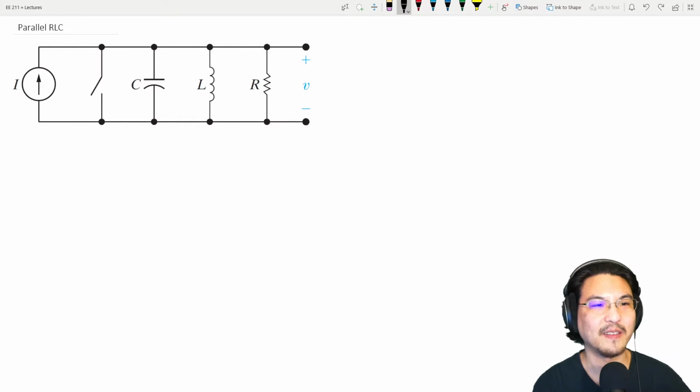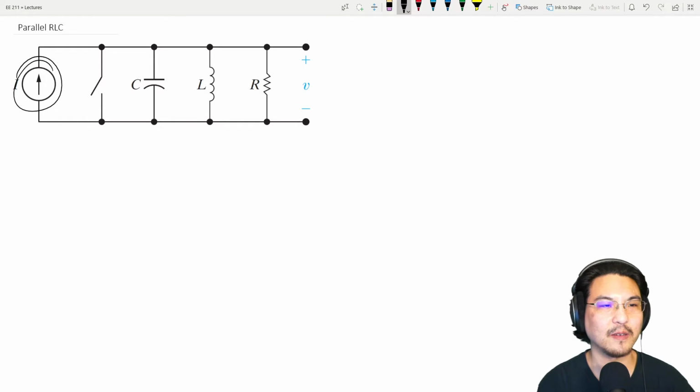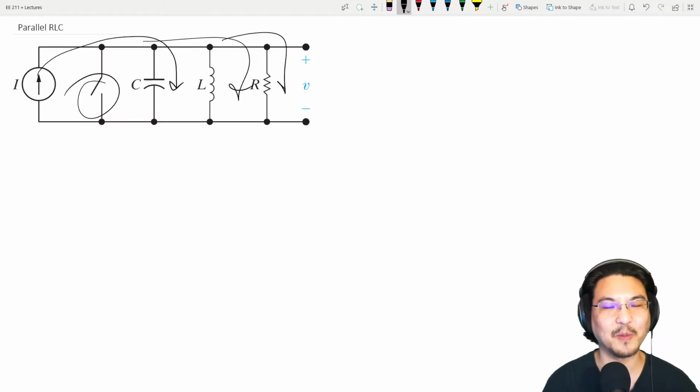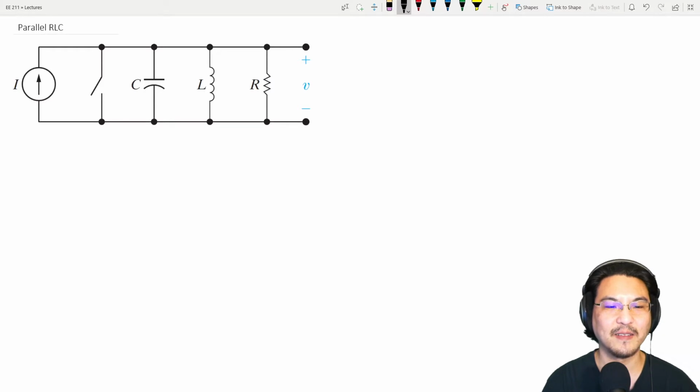Let's say this switch is open, so then this current source has been feeding current this way for a long time. So this switch was open for a long time. What would happen? If it's open for a long time, then the voltage would be constant, and then the current would be constant.